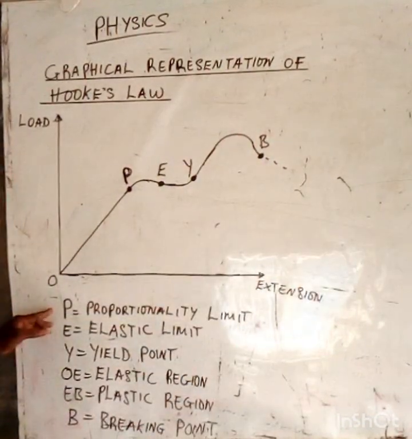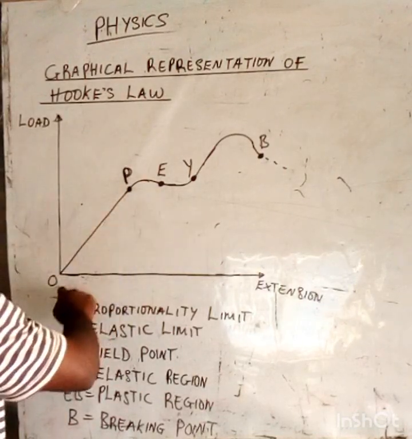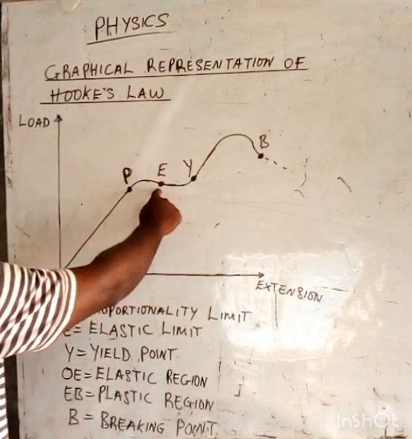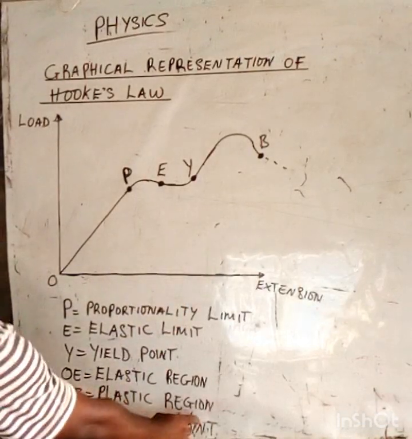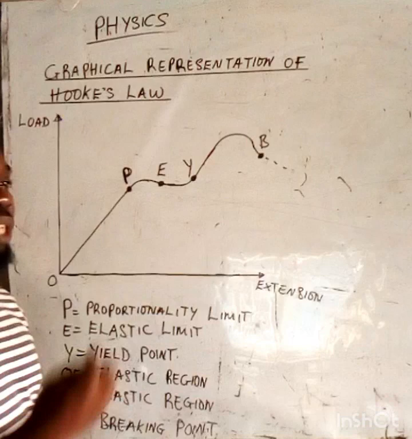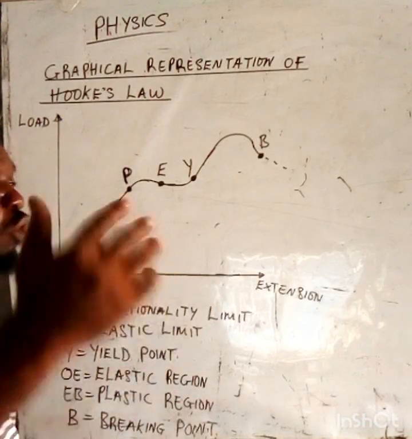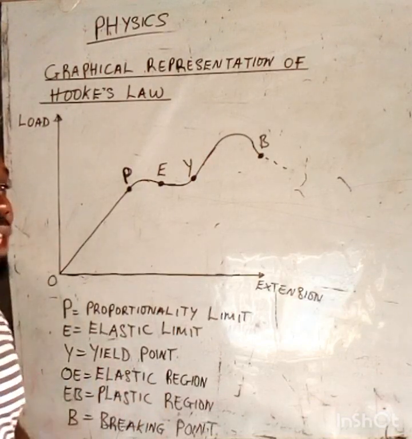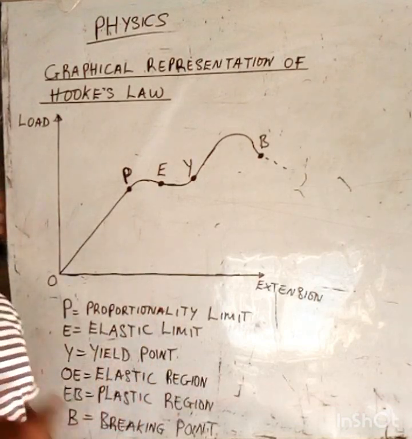So on this graph, from 0 to E is called the elastic region. Then from E here to B is called the plastic region. It is called the plastic region in the sense that when you remove the force after applying it on that elastic material, it will not come back to its normal size or shape again. That shows you that the force added to that material is higher than the strength of the material. That is exactly what makes the material yield.